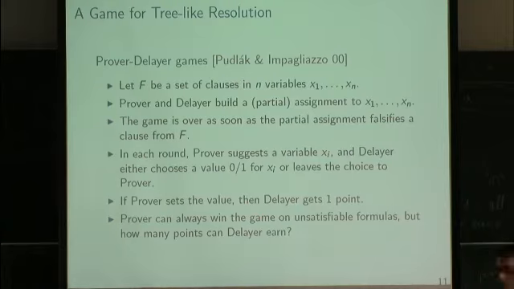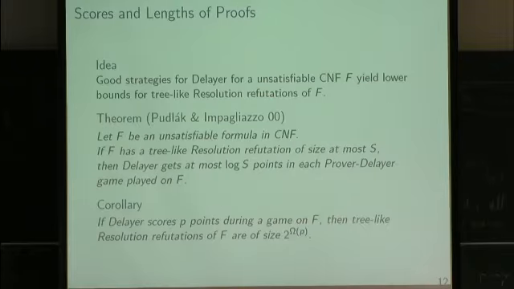It's clear that the prover will always win the game, because if he queries all variables, he will find a contradiction. The game is over as soon as we falsify one of the clauses from the formula. But the question here is, how many points can the delayer earn during this game? Prover can always win, but how long can the delayer pretend that he has some solution, and how much does he score during that game?